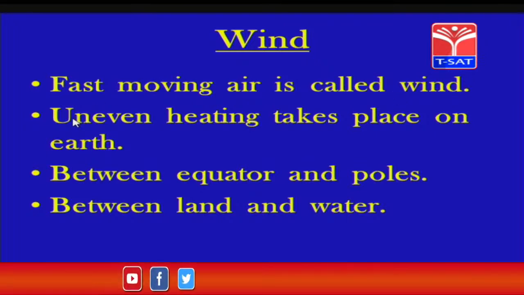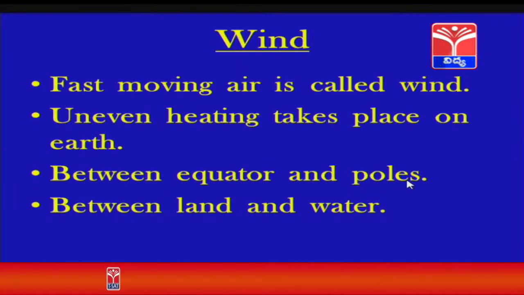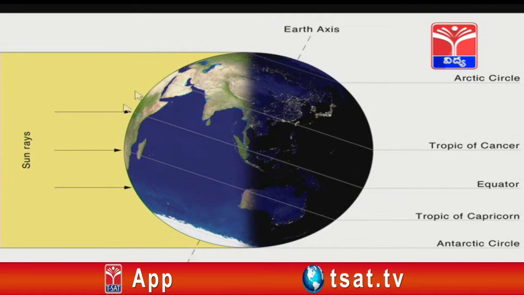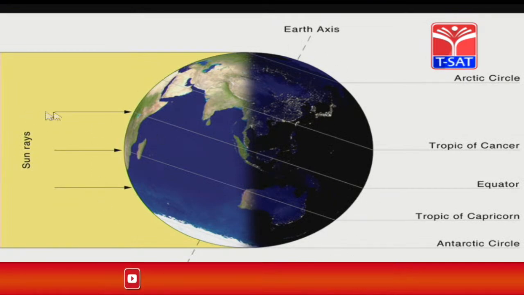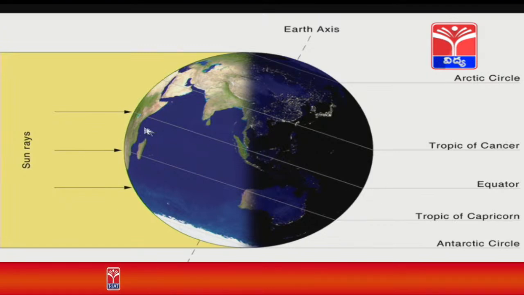It creates uneven heating which takes place on the earth between the equator and the poles, and we also try to learn between the land and water. So, we will try to learn. What do you see? This is a globe, and from here you see the sun rays falling. Where are more sun rays falling? They are falling at the equator region. This is the equator, right, children?